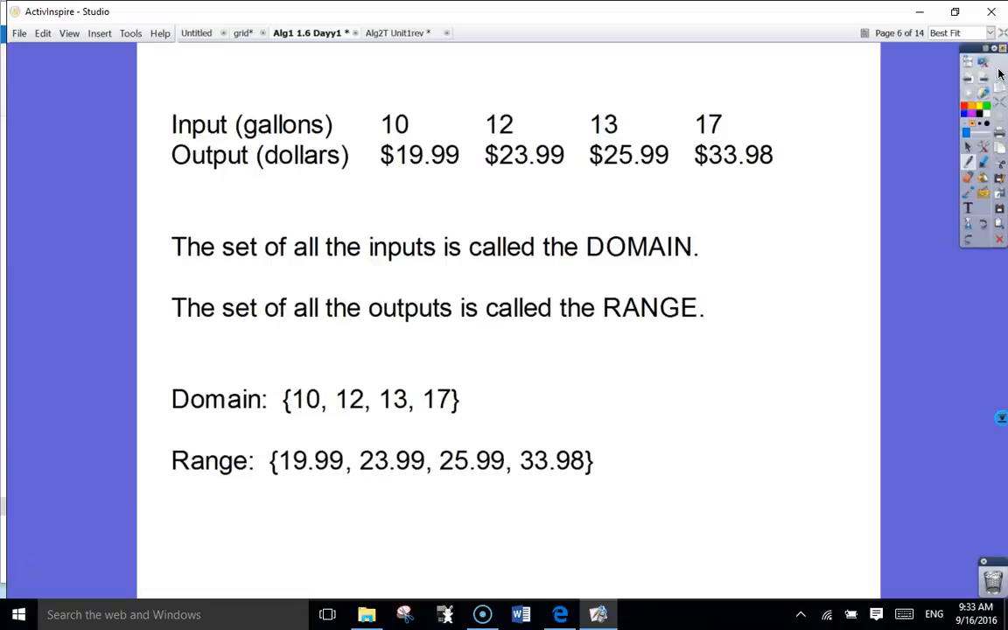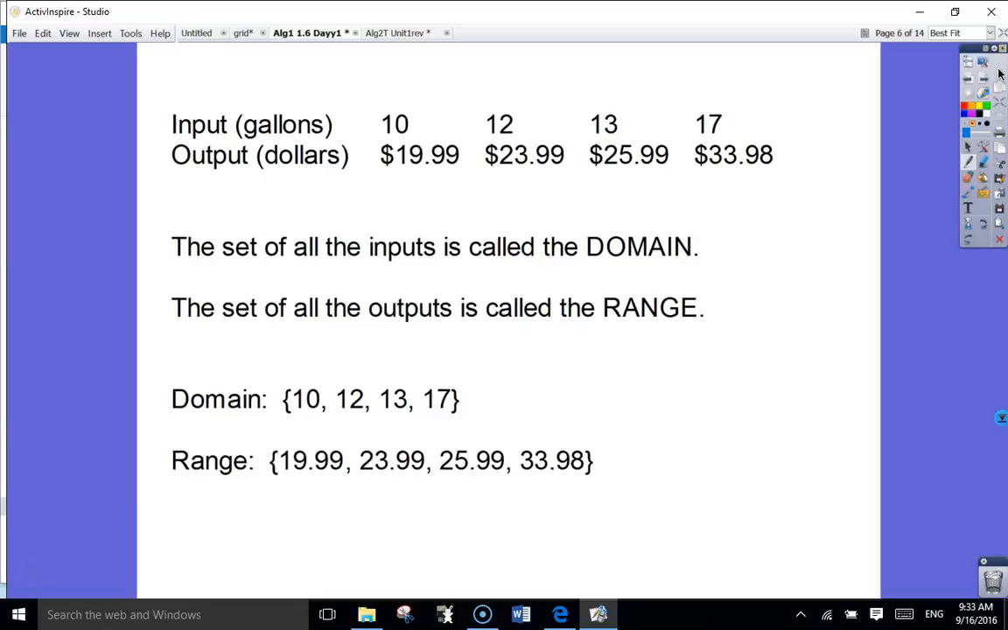So this is a table of values that represents that. If you put in 10 gallons of gas, it's going to cost $19.99. If you put in 12, $23.99. So that's a table of values that represents this relationship between inputs and outputs.